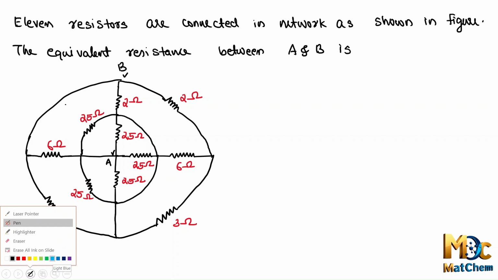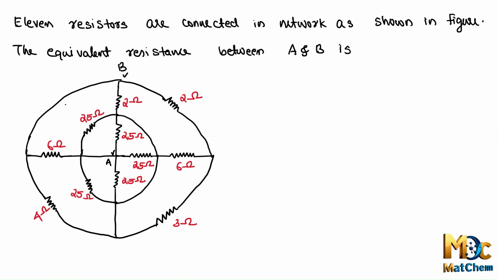But whenever you get a circuit, be very careful that the connections will be series or parallel. We need to simplify that circuit diagram. That is what we need to do. So from this point A to this point B, there is a 25 ohm resistance, then a 2 ohm resistance, then it becomes B.